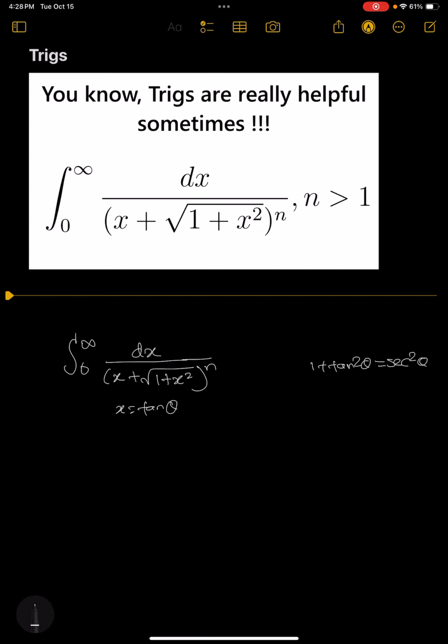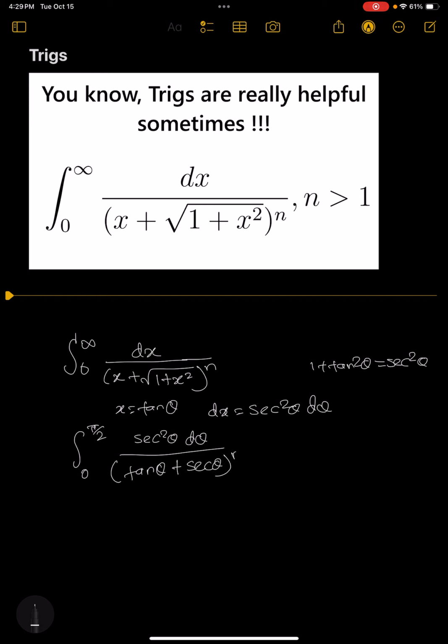So if I make the substitution, we know that dx will be sec square theta d theta, and the limits will also change. So basically for x equals 0, tan inverse 0 is 0. For infinity, tan inverse infinity is pi by 2. dx is sec square theta d theta. In the denominator, we will basically have (tan theta plus, now this is square root of sec square, which is just sec theta) to the power n.